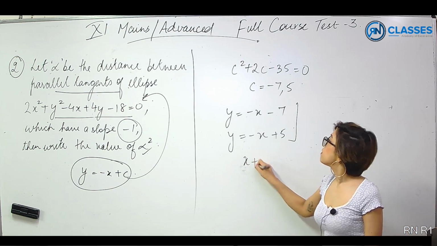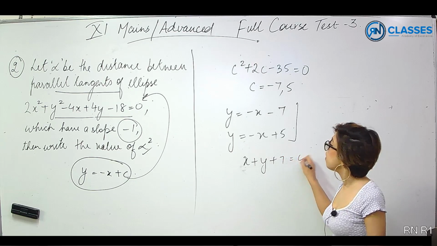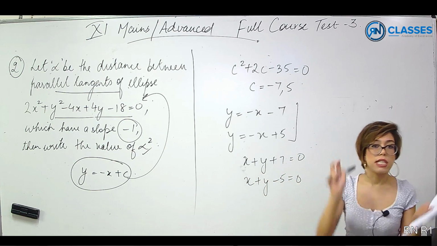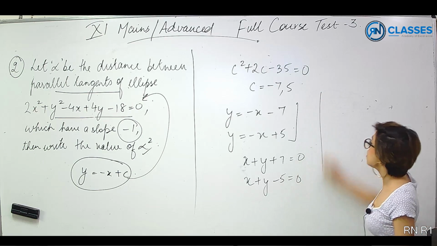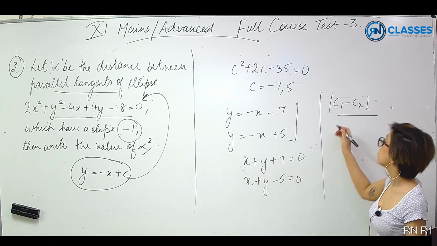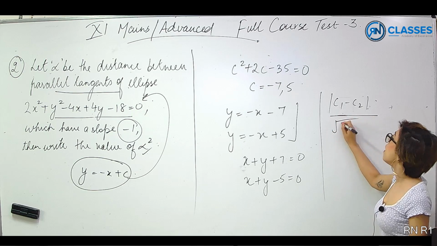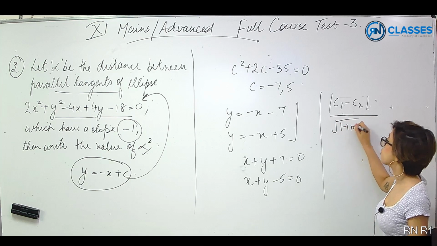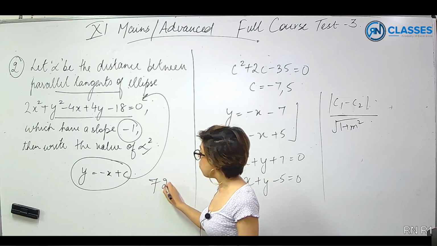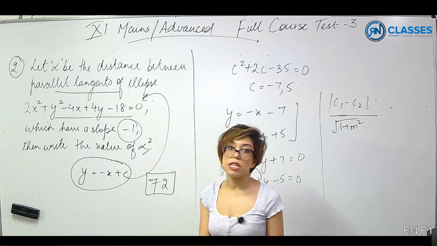You can do x plus y plus 7 equal to 0, and then x plus y minus 5 equal to 0. Apply the formula for the distance between parallel lines, which is mod of c1 minus c2 divided by root of 1 plus m square. Here I have nice ones only, so divided by root 2. Just use that, you will get the answer as 72. Alpha square turns out to be 72.